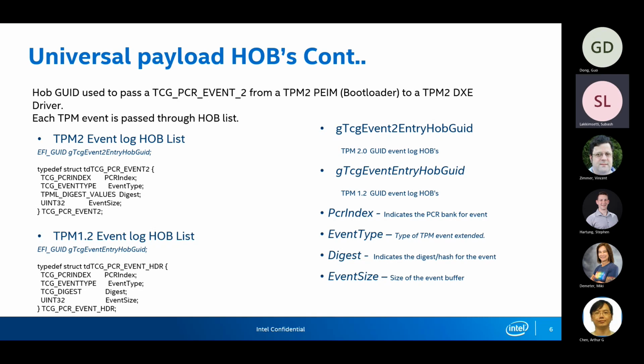Okay. Maybe I have a very basic question. When we are creating this hop, like a GTCG event 2, for one GUID, when we are parsing, I believe it will be taken care of in a sequential manner, right?